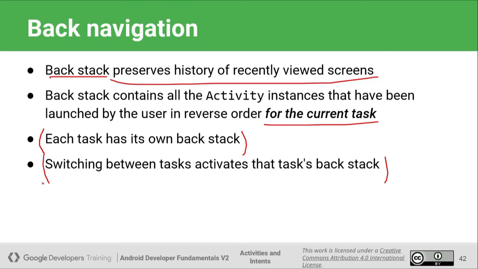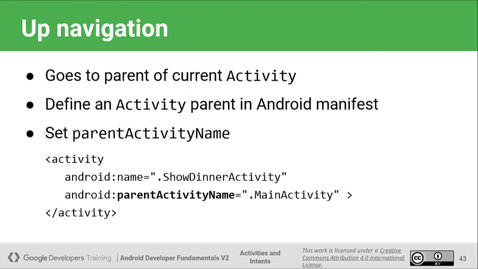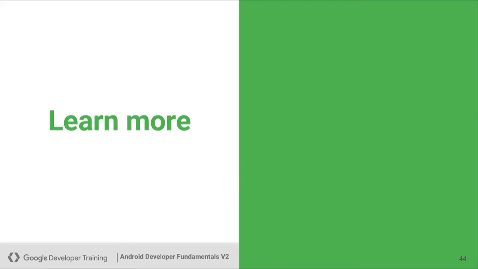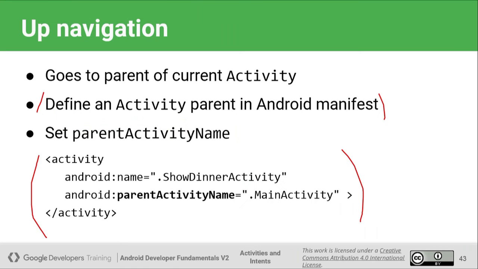So what is up navigation? It goes to the parent of the current activity. You define an activity parent in the Android manifest file, which is a better and the most recommended way, and set the parent activity name in this fashion in the Android manifest file, so that we can control where the current user is. So this is all about activities and intents.